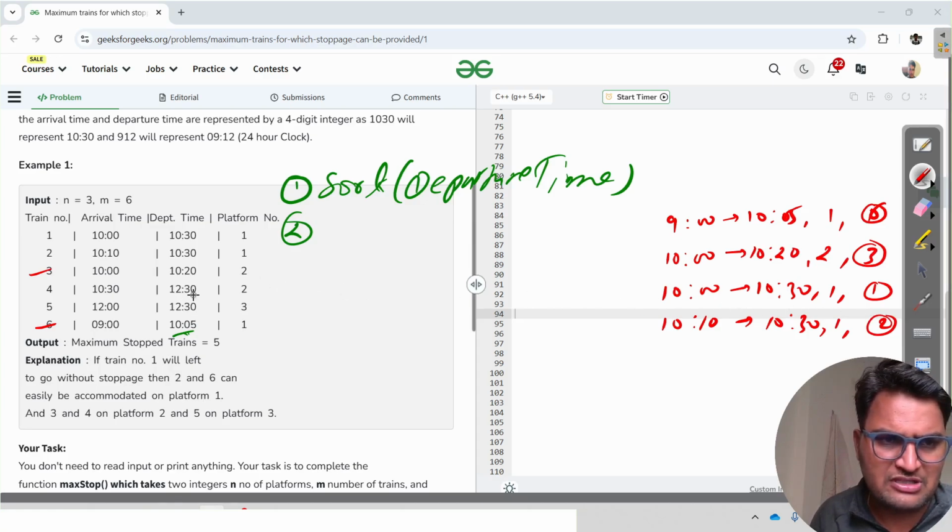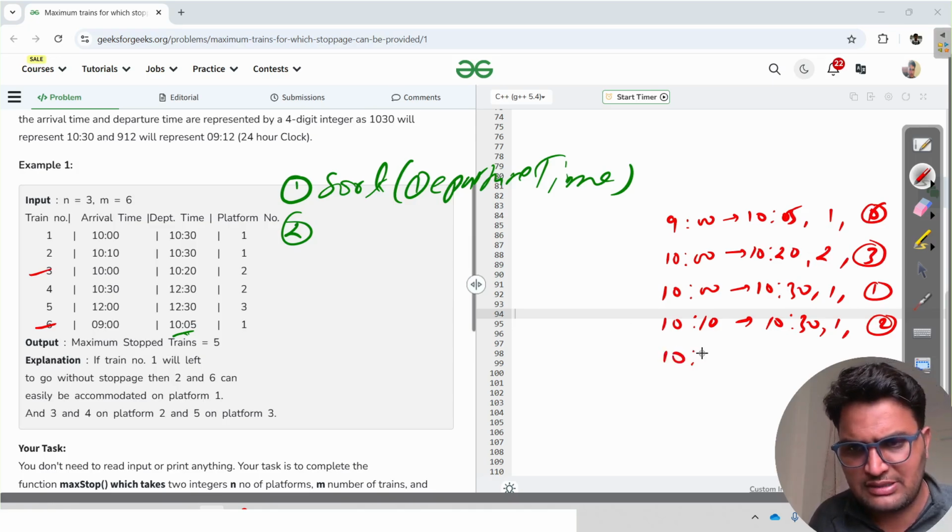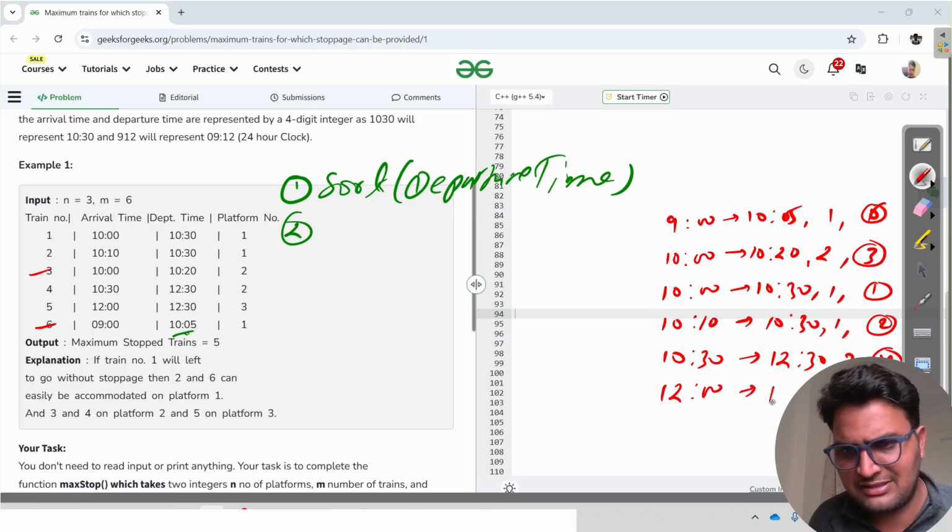Then here the departure time is the same, so train 4 will come first, so this would be 10:30 to 12:30, platform number 2, and the train number is 4, right? And the other one is 12 to 12:30, platform number 3, train number 5, correct?